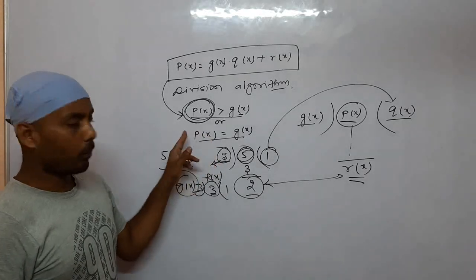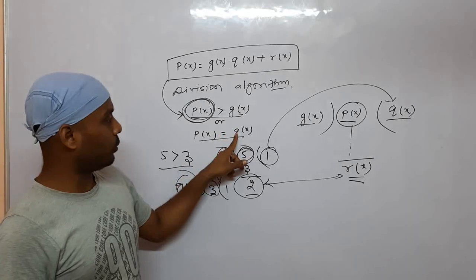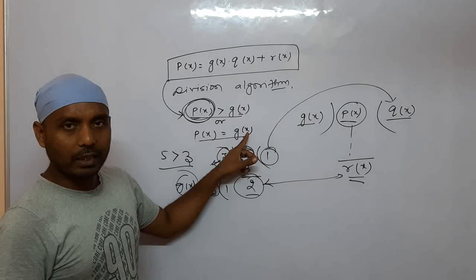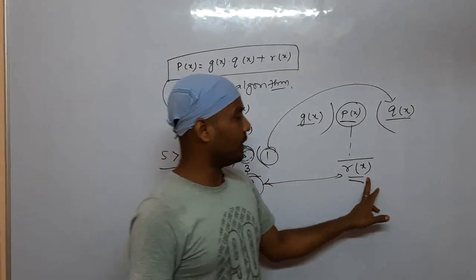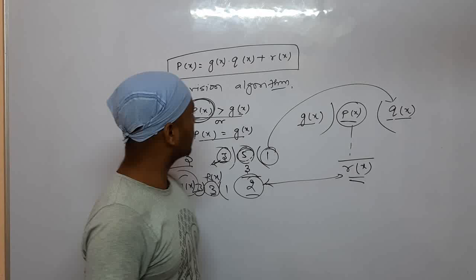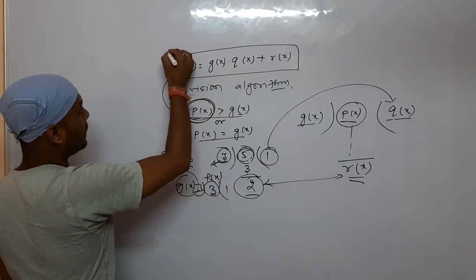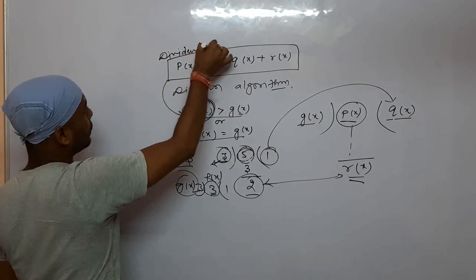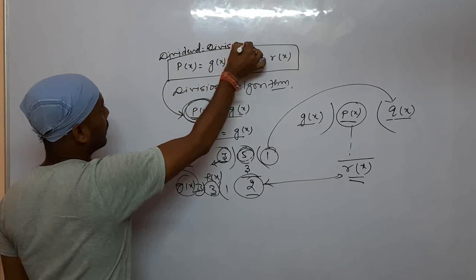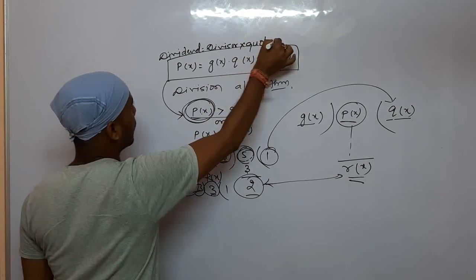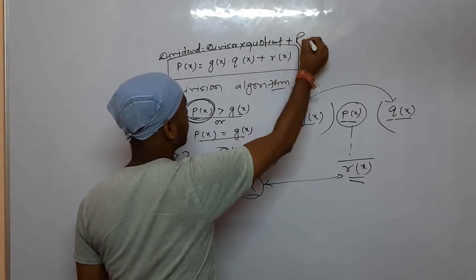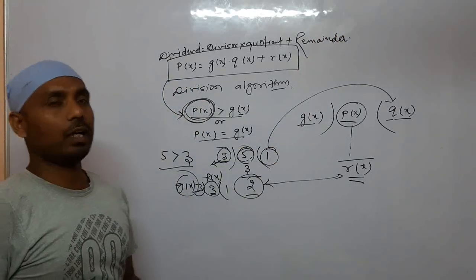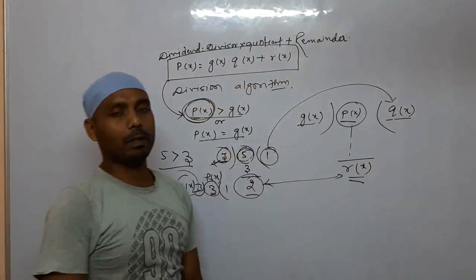It means polynomial p whose variable is x, polynomial g whose variable is x, polynomial r whose variable is x, polynomial q whose variable is x. And this is generally written, as you all know, as dividend equal to divisor into quotient plus remainder. So this is your dividend equal to divisor into quotient plus remainder.